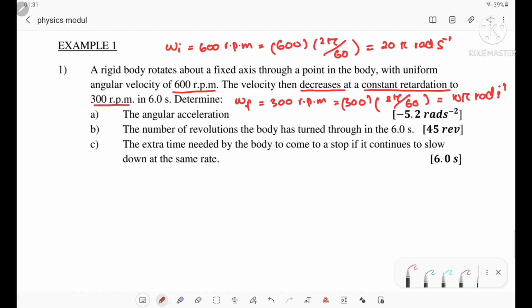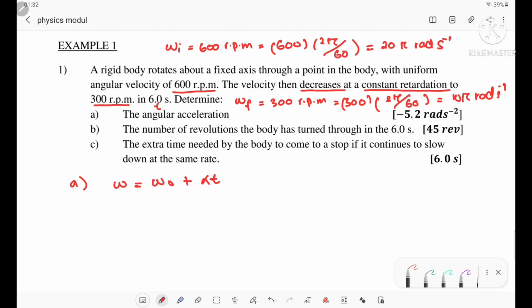Okay, what we have here is t, 6 seconds. So let's do the first question. A. Calculate or determine the angular acceleration. For the angular acceleration, you need to use the equation omega is equal to omega naught plus alpha t.